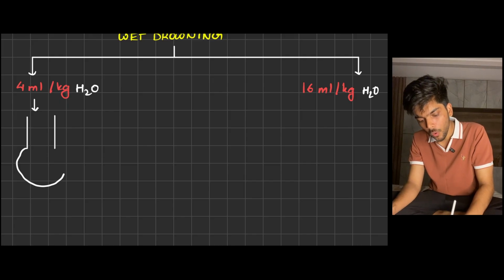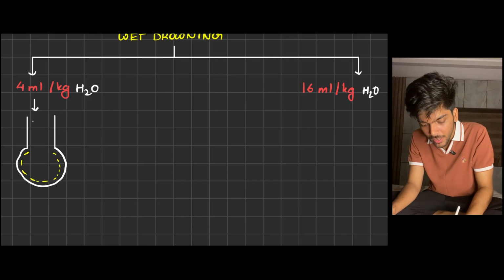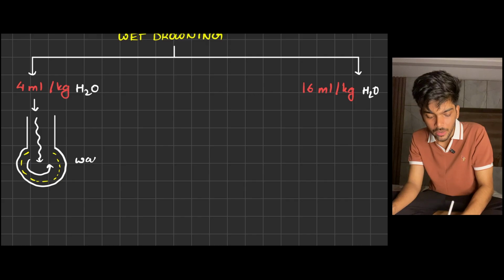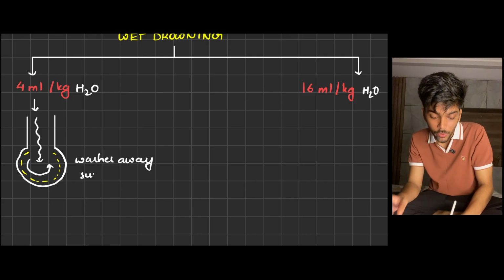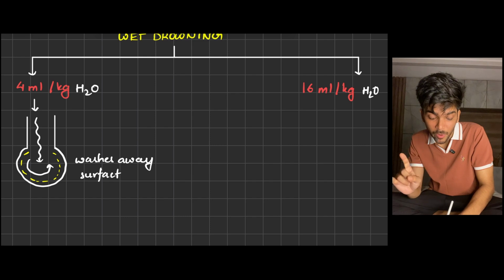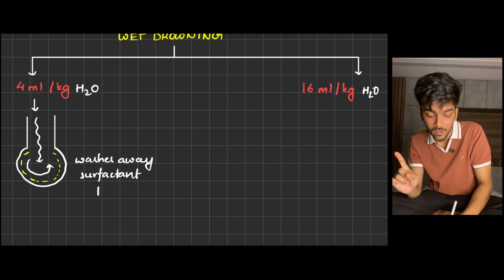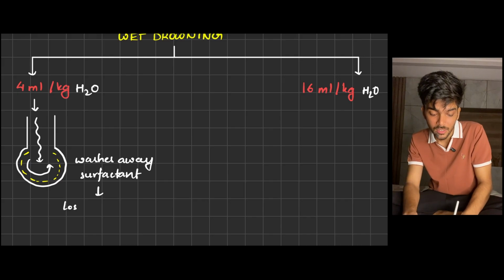The wall of the alveoli from inside is lined by surfactant. When 4 ml per kg of water enters inside the lung and then inside the alveoli, it washes away the surfactant. Now it is the surfactant that is responsible for maintaining surface tension. So if surfactant is washed away, there is loss of surface tension.